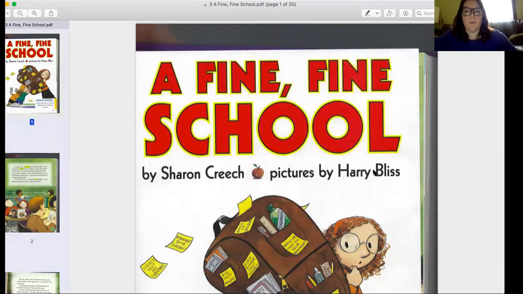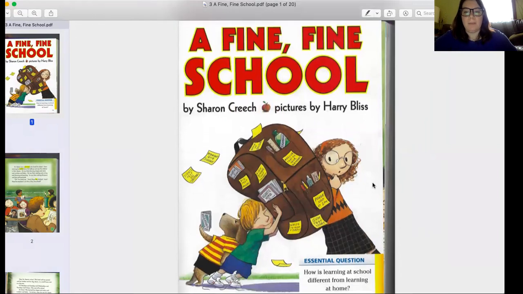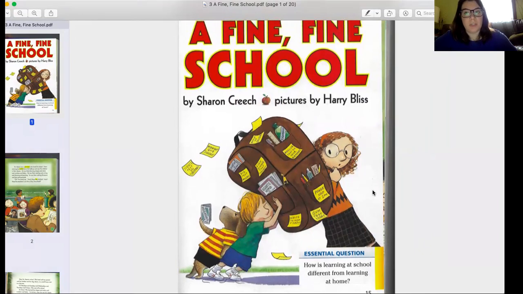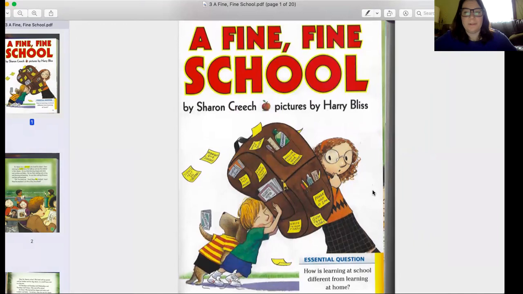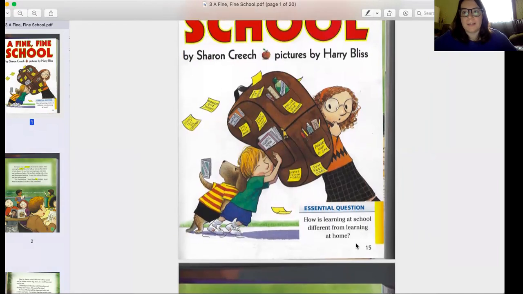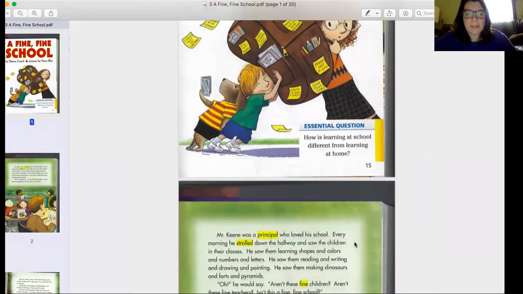A Fine, Fine School by Sharon Creech, pictures by Harry Bliss. And what an interesting essential question. It's like they knew, but not really. How is learning at school different from learning at home? I bet we could answer that question by now, right? We've been learning at home for a little while, and we remember what it was like to learn at school. So maybe you want to answer that as well.